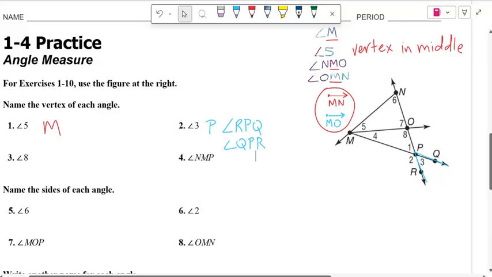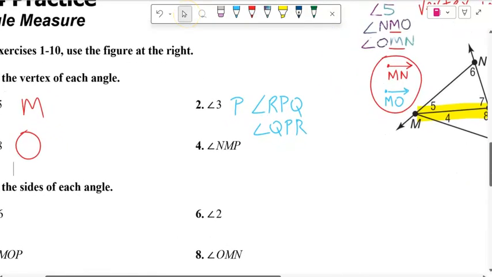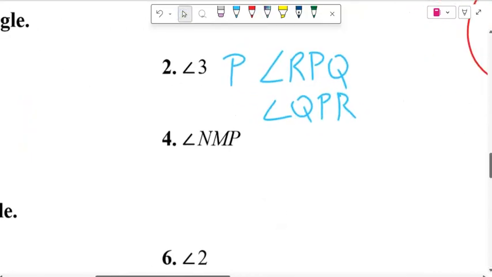It's really important. Angle 8, what's the vertex of angle 8? Point O. So I'm going to highlight angle 8, just like that. Vertex is O. And what's our vertex for angle NMP? Check this out. I don't even need the drawing for that. Why do I not need the drawing for that? Vertex is in the middle. Amen.